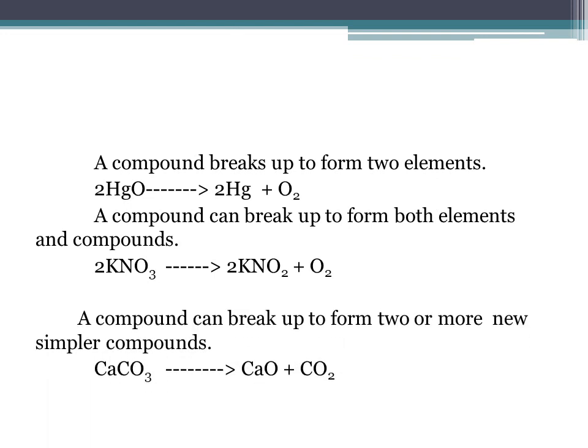A compound can break up to form two or more new simpler compounds. Example, CaCO3 gives CaO + CO2. Calcium carbonate on heating decomposes to form calcium oxide and carbon dioxide. A compound, calcium carbonate, decomposes and forms two new compounds.